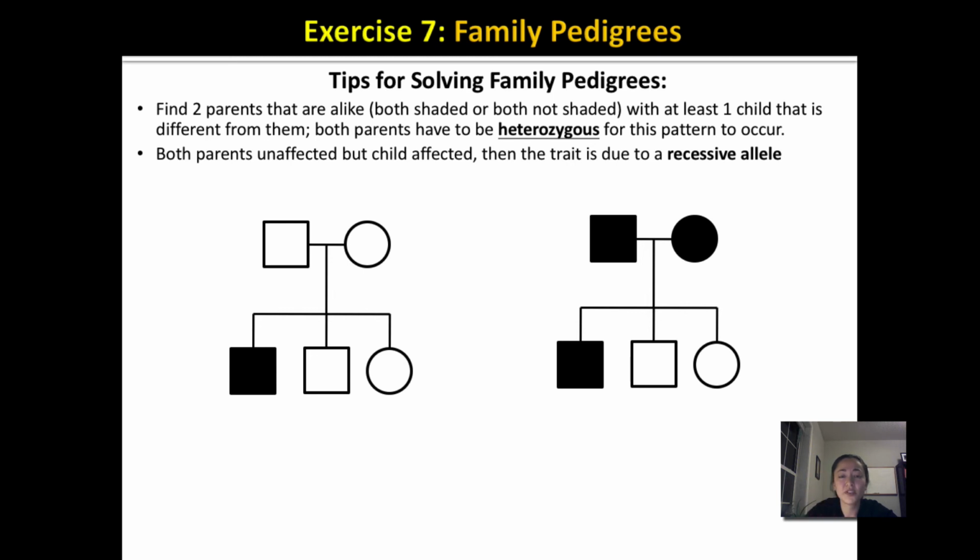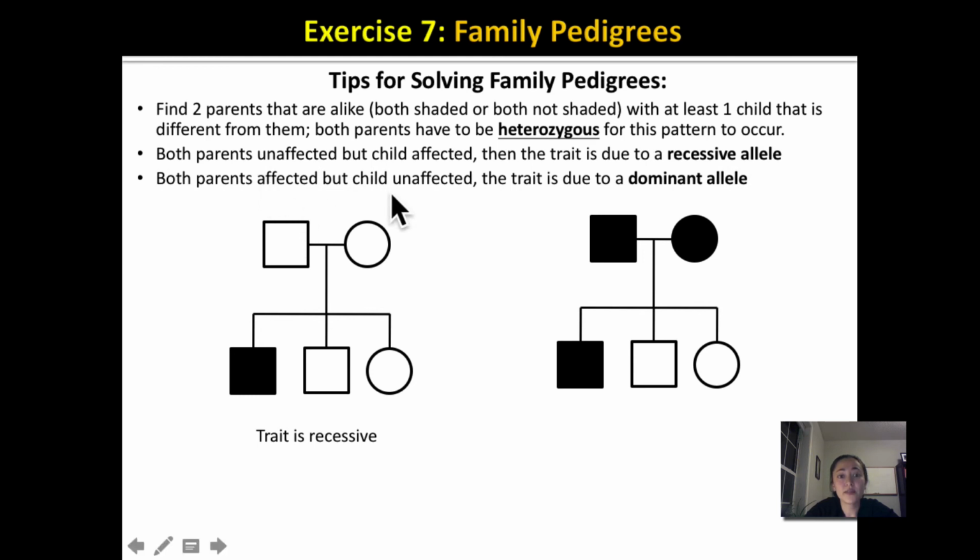Another important tip for solving family pedigrees, if both parents are unaffected, as you see over here, but they have a child that has the trait, that means that the trait, or in other words, a shaded individual, has to have 2 recessive alleles. So the trait has to be caused by the recessive allele. If both parents are affected, but their child is unaffected, as you see here, then that means the trait that we're interested in, the colored in individuals, must have the dominant allele. The trait is due to a dominant allele. Individuals then, in that case, that are not shaded in, must have 2 recessive alleles.